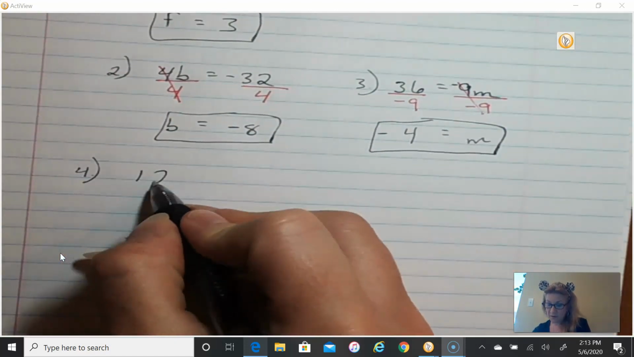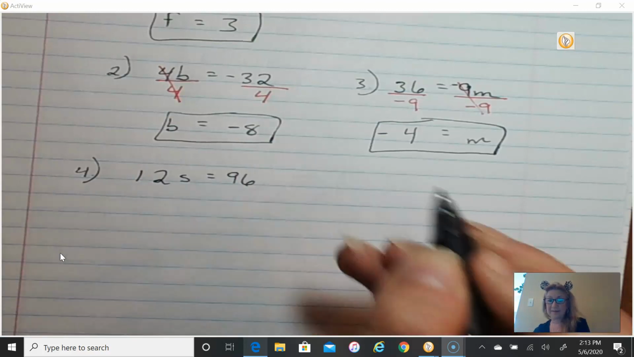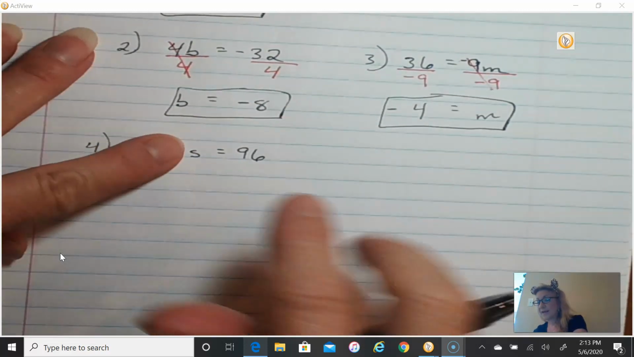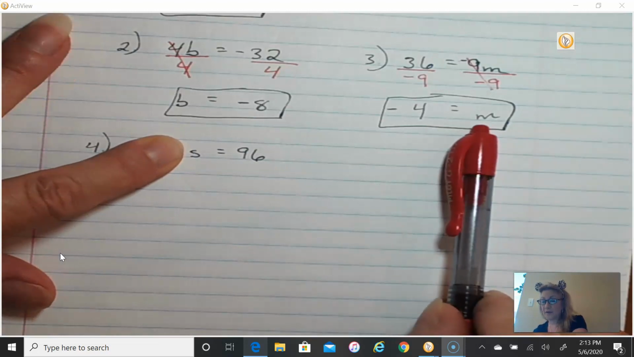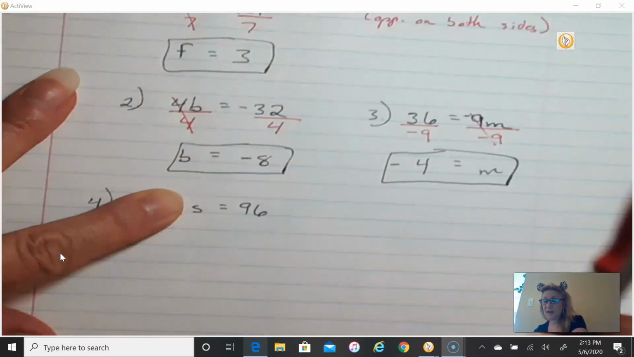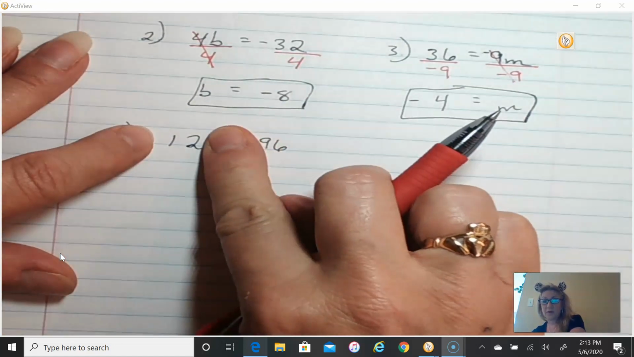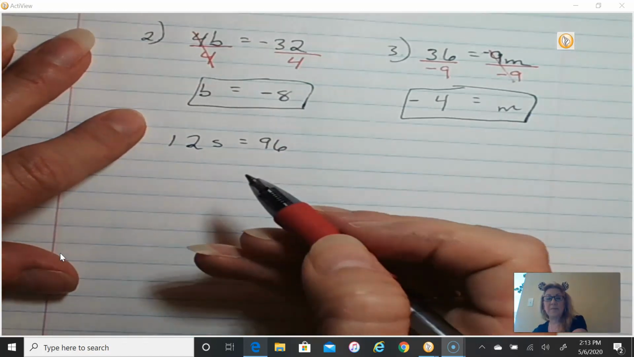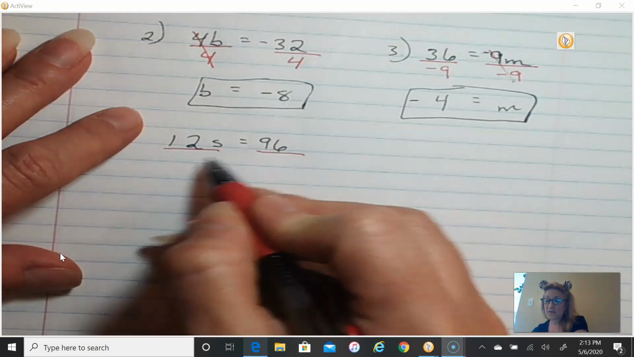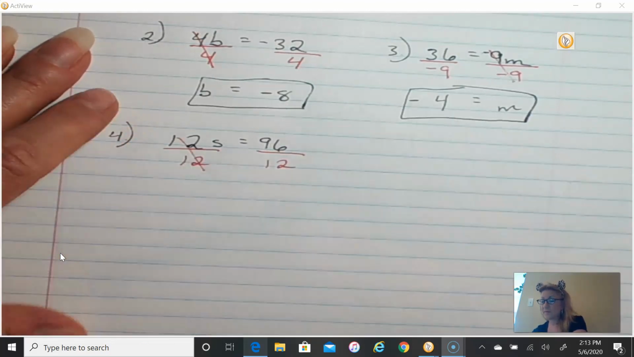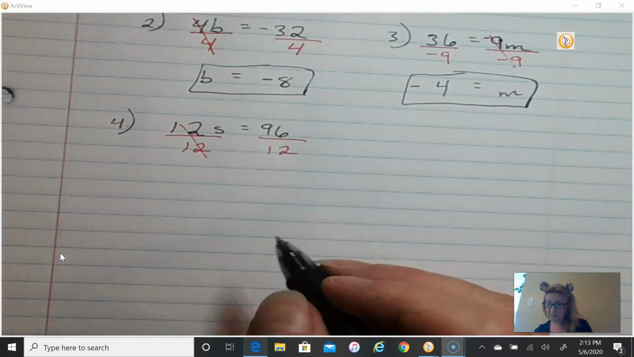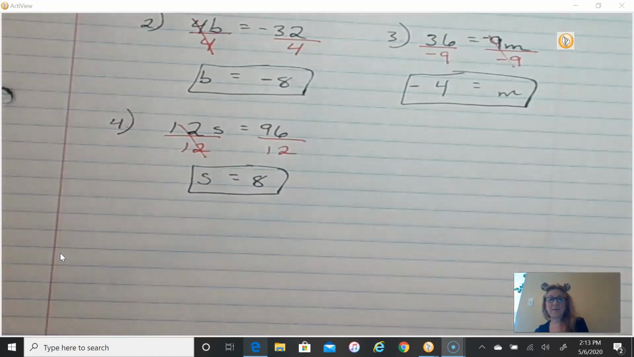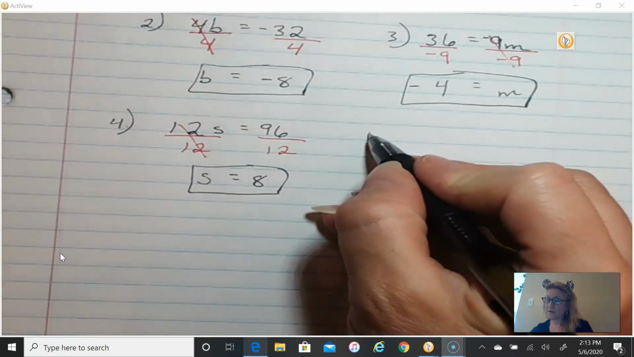Let's do another one. 12s equals 96. Okay, what operation is taking place right there? Multiplication. We need to get the s all by itself, like we did here, and here, and here. So to do that, we have to get rid of the 12. We have to move it to this side of the equal sign. So if it's multiplying, the opposite is division. So we're going to divide both sides by 12. Positive divided by positive is a positive. So we're left with s equals 8. Because 96 divided by 12 is 8. Let's do another.